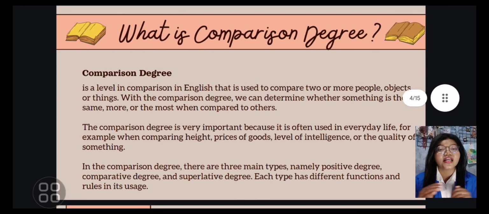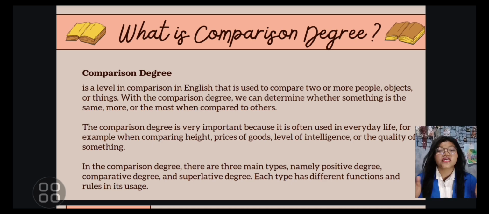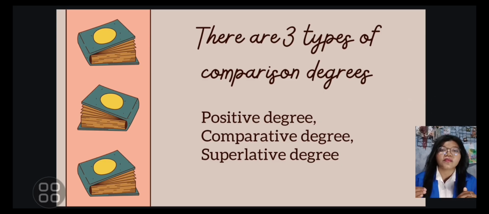Now, let's talk about comparison degrees. Comparison degree is a level in comparison used to determine whether something is the same, more, or the most when compared to others. This is very important because we use it in our daily life, for example, when comparing height, prices, or the quality of something. There are three main types of comparison degrees, which are the positive degree, the comparative degree, and the superlative degree.